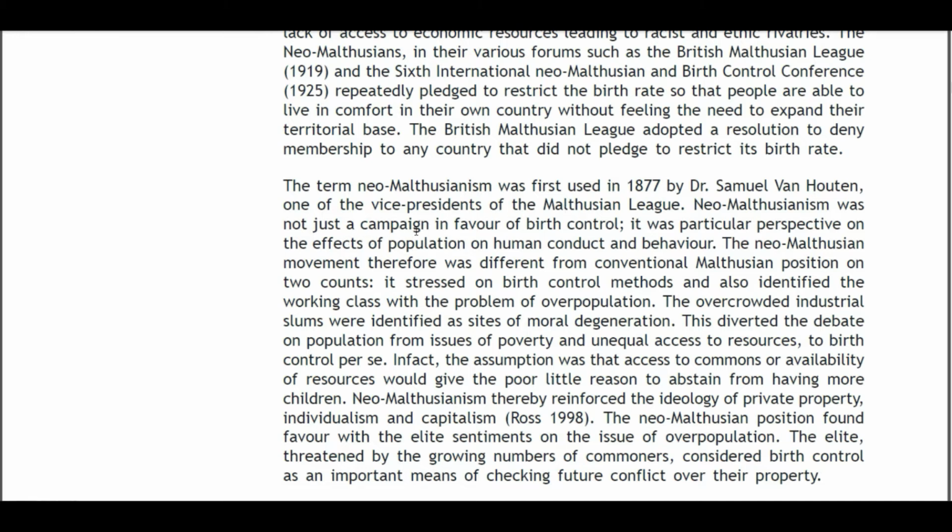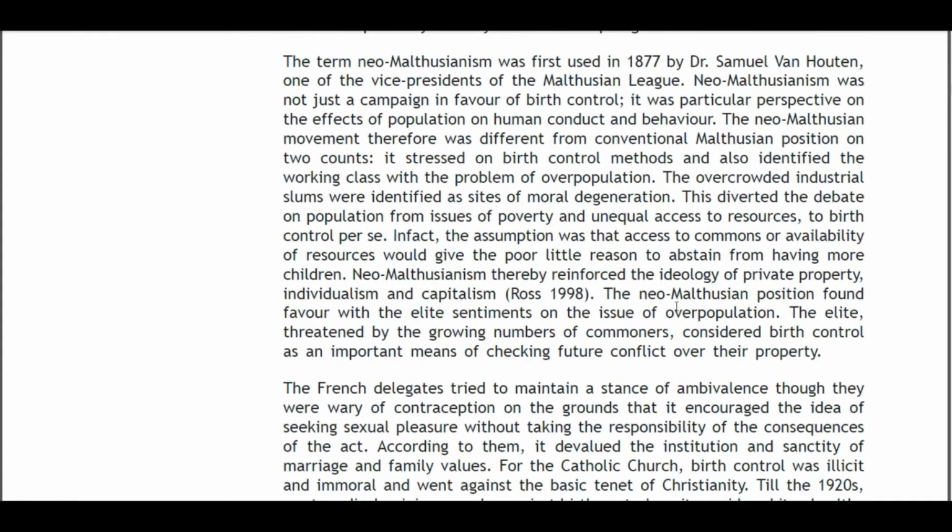Neo-Malthusianism was not just a campaign in favor of birth control, it was a particular perspective on the effects of population on human conduct and behavior. The Neo-Malthusian movement was therefore different from the conventional Malthusian position on two counts. It stressed birth control methods and also identified the working class with the problem of overpopulation. The overcrowded industrial slums were identified as sites of moral degeneration. This diverted the debate on population from issues of poverty and unequal access to resources to birth control per se.